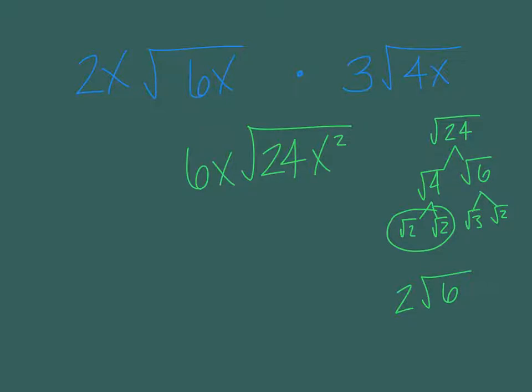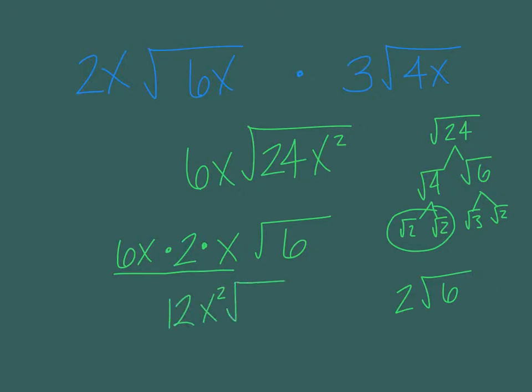And then the x squared can also be simplified. It can be broken down into x and x, so I automatically have a pair of x's that get to go on the outside. So 6x was already on the outside, and now I have a 2 joining it, and an x joining it, and a radical 6 stuck on the inside. 6 times 2, 12x, times x is 12x squared, radical 6.